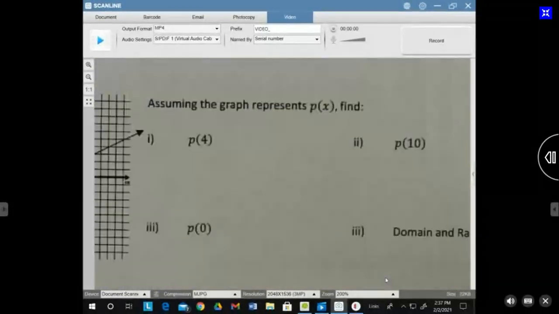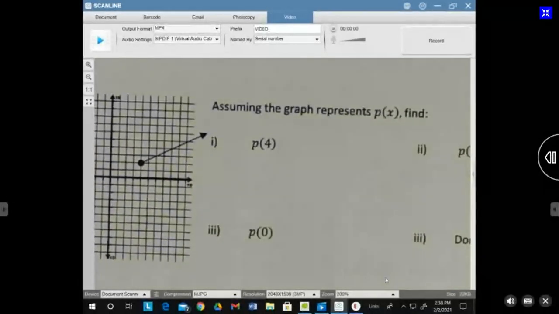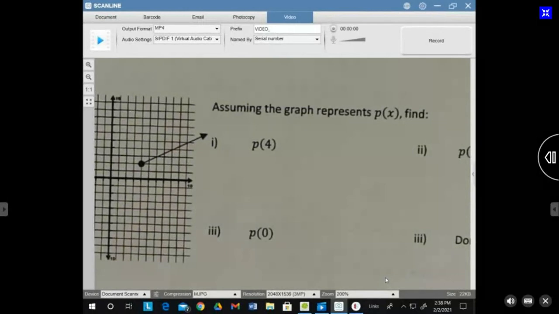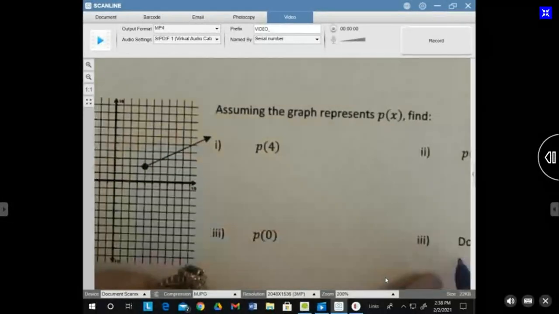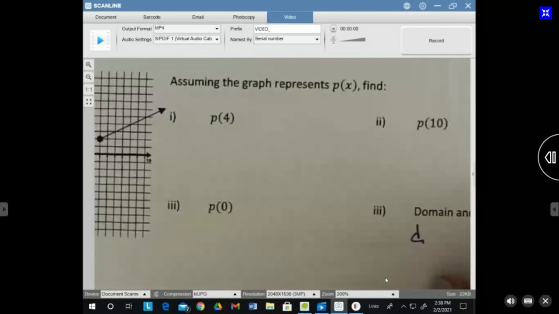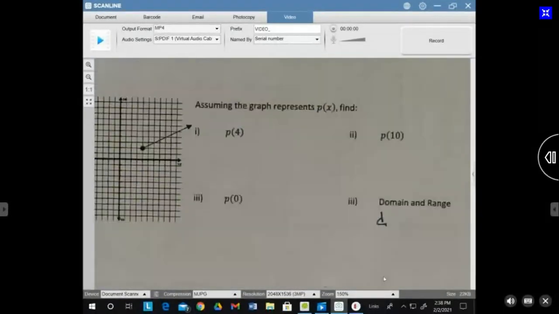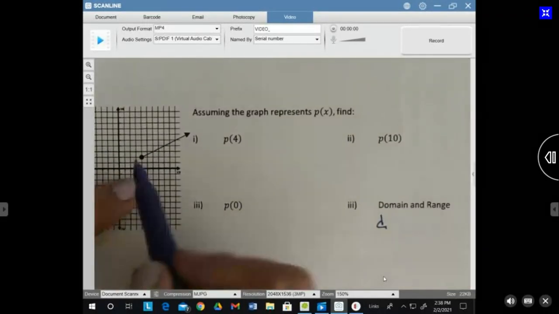One more. When I have a line with an arrow on the end, where does it stop? Okay, so if it doesn't stop, it goes to where? What's that word? Its symbol is a sideways 8. Infinity. So looking at my domain for this problem, where does my domain start? What's my smallest x?